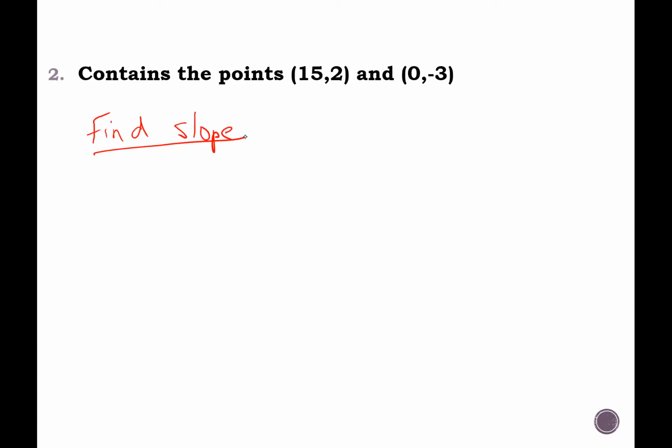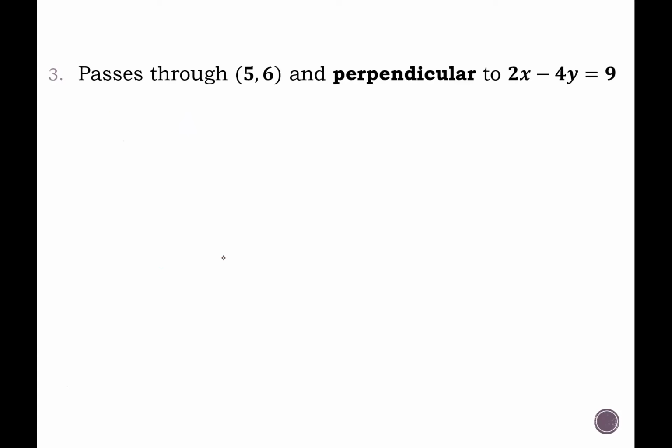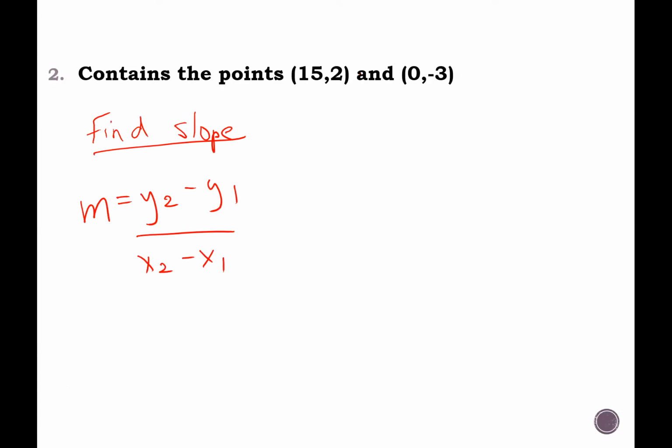Okay, how do we find the slope? There's a formula for that. m equals y2 minus y1 over x2 minus x1. Okay, so I'm going to label our coordinates up here. So 15, 2, I'll just label that as x1, y1, and then 0, negative 3, we'll label that as x2, y2. It doesn't really matter which point is which, I just kind of go in order.